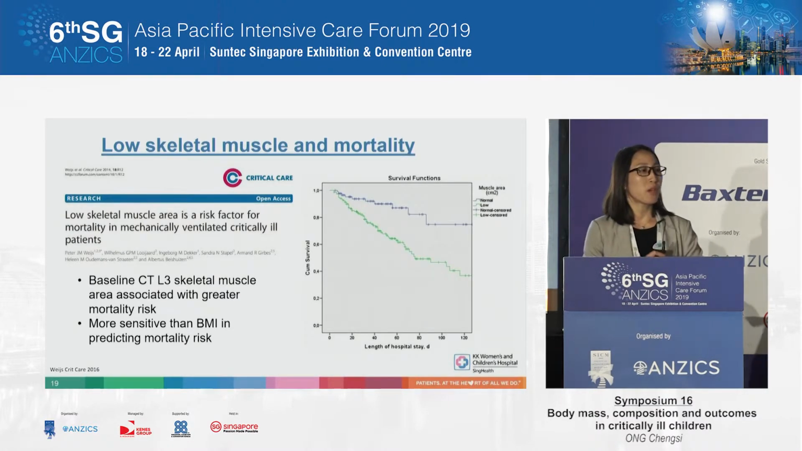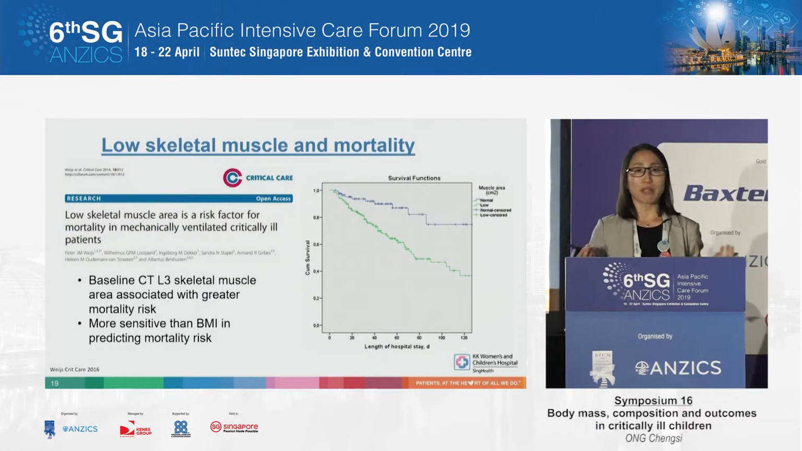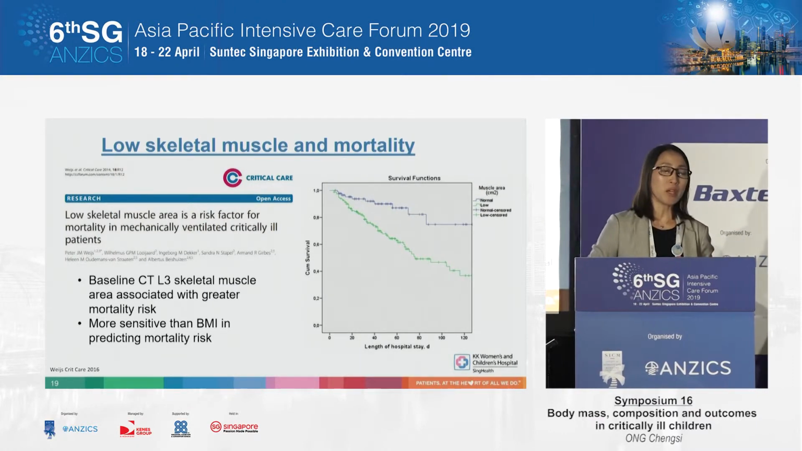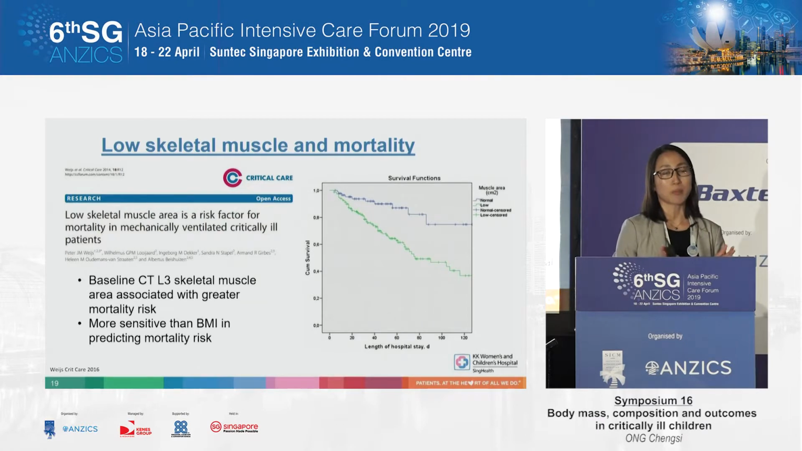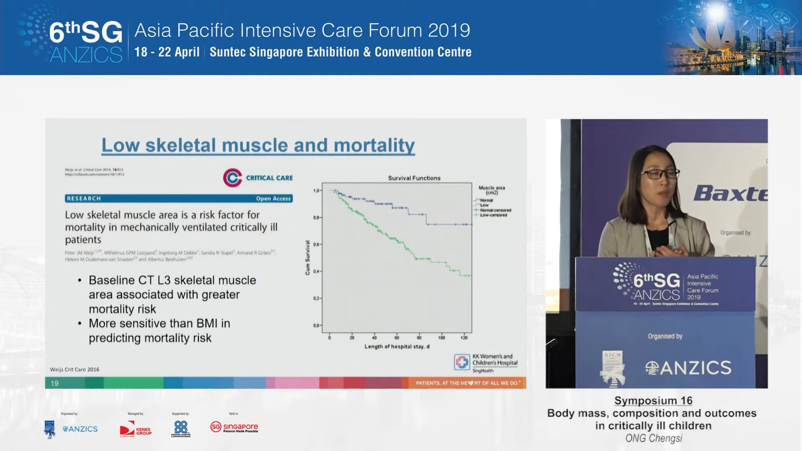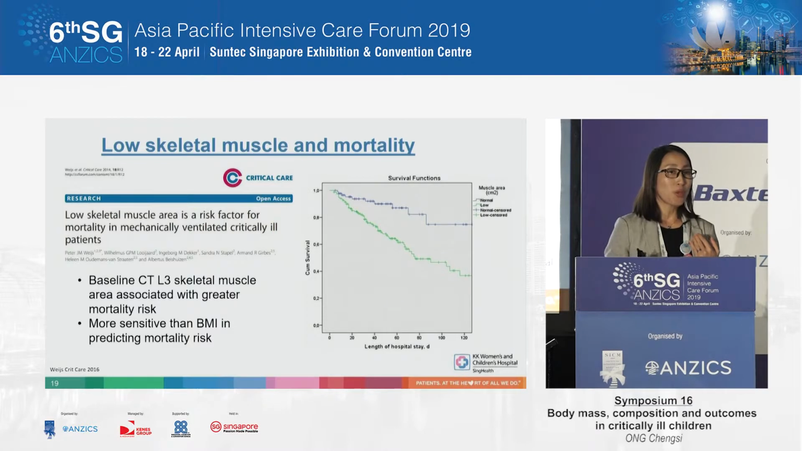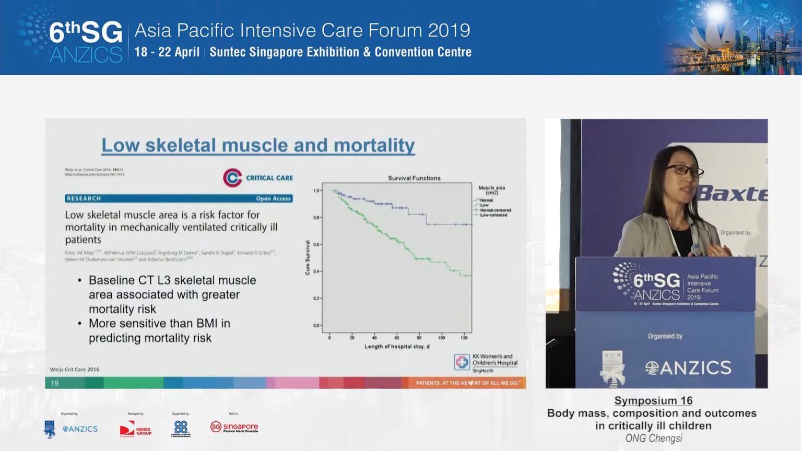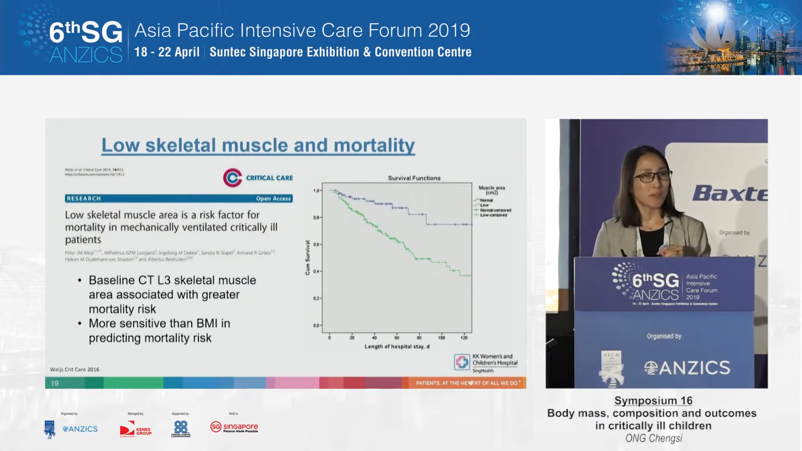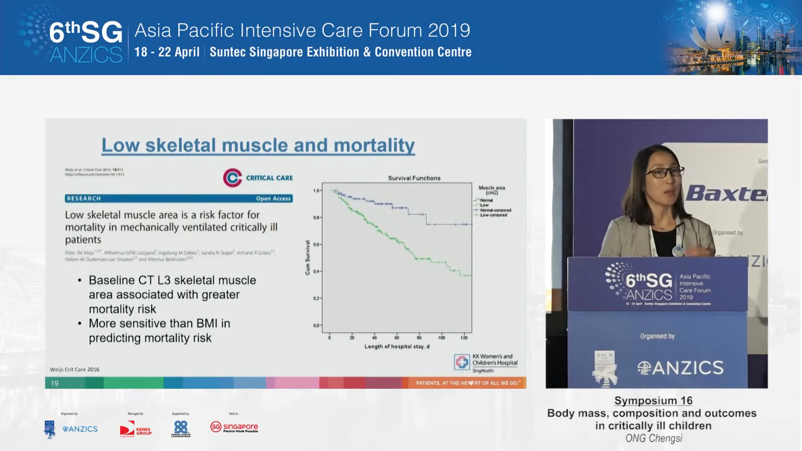And that's what some of the adults did, and this is Peter Weiss and his group. What they looked at was the skeletal muscle on CT scans of the third lumbar vertebrae. They correlated the skeletal muscle area, and they looked at those with high skeletal muscle and low baseline skeletal muscle. So these were baseline CT scans. And what they did find was that those with a lower skeletal muscle, when they came in, were at greater risk for mortality. And that the skeletal muscle area was a more sensitive indicator of mortality risk than just BMI alone.